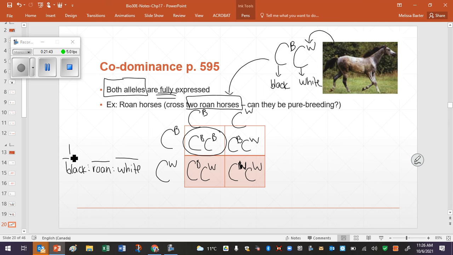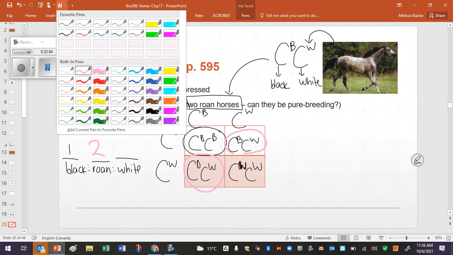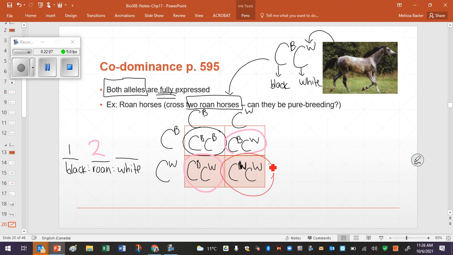So out of those four squares, one of them would give me two black alleles. So I'd have a black horse. Two of them, let's color code things, this one and this one, give me one black and one white allele. And we said right from the beginning, that's what a roan horse was. And then another box down here gives me two white alleles. That gives me a white horse. Doesn't that ratio look a lot like the flower ratio, 1 to 2 to 1? It's the same ratio.